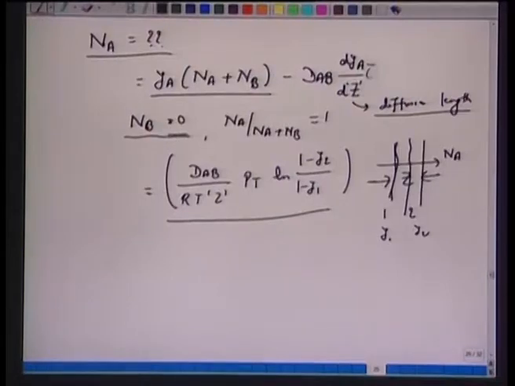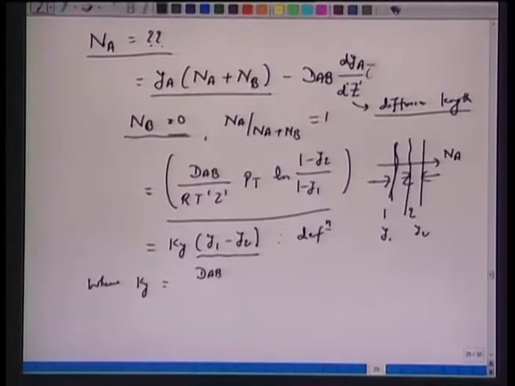Most important here is that we recognize that this quantity can be written as Ky, the mass transfer coefficient, into (Y1 minus Y2), the mole fraction difference. This is the place where we defined the mass transfer coefficient in our earlier class, where Ky equals dAb Pt over RT Z ln of (1 minus yi) over (1 minus y). Okay. This is what we can write here. Ky is the mass transfer coefficient.